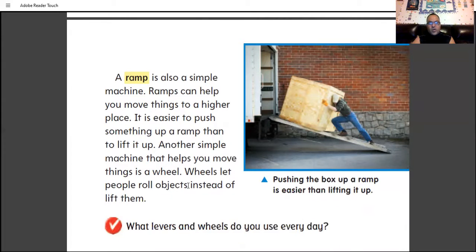A bicycle has two of them. Tricycles, tricycle, 3 wheels. Quadricycle, 4 wheels.